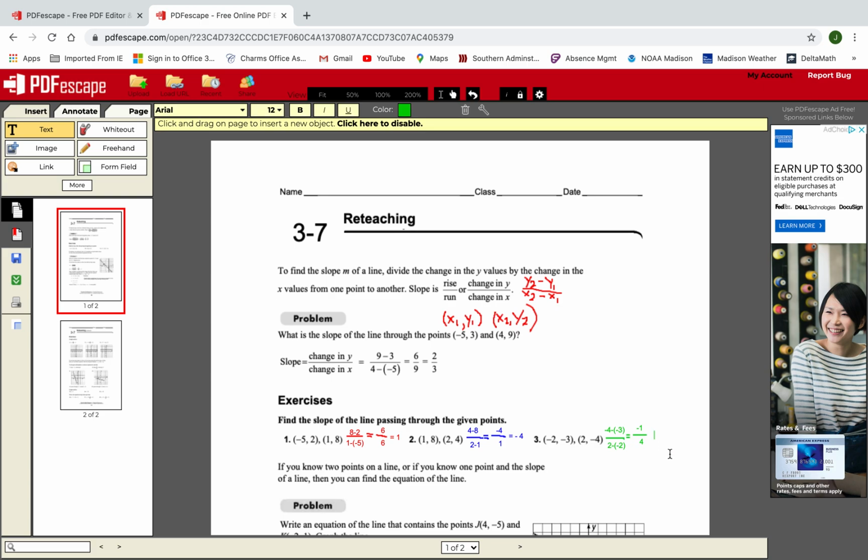Now you could rewrite it just a little bit differently than that, just by putting the negative in front of the whole thing, but it's not necessary. You could just say negative 1/4 if that looks better for you.